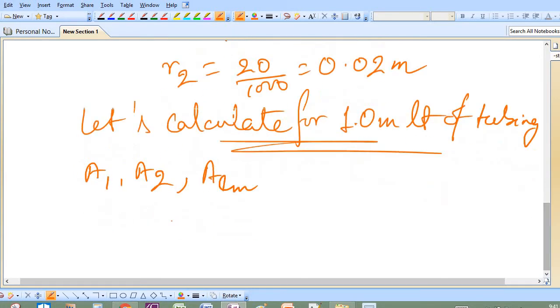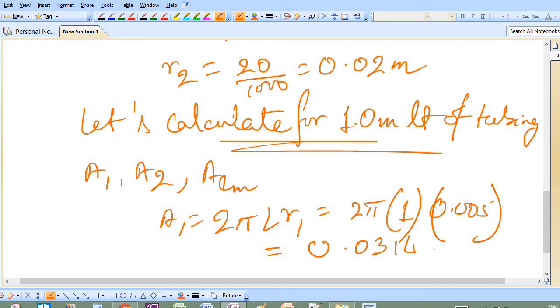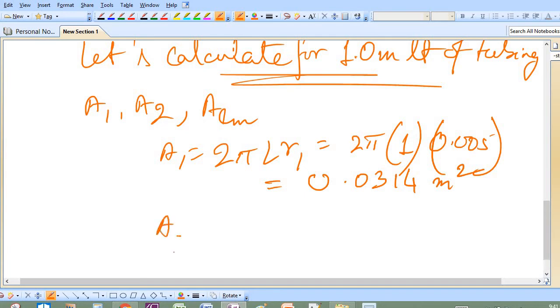So what is A1? A1 is our lateral surface area based on the inside radius, 2 pi L R1. If we let this value 2 pi for 1 meter length of tubing be 1, it is 2 pi times 1 times R1. Our R1 was 0.005 meters. So if we calculate, we will find it to be 0.0314 meters square.